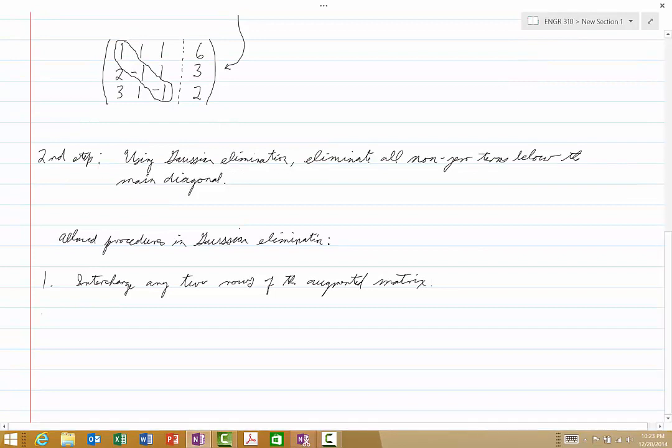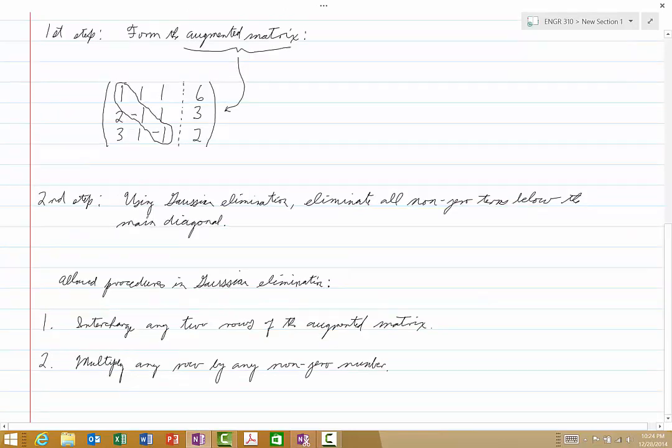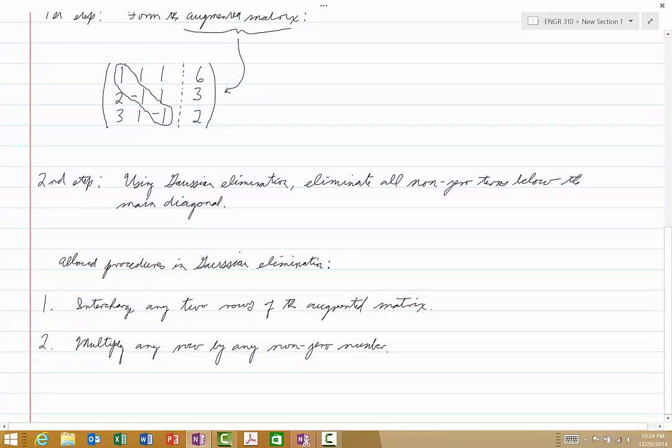The second procedure is that we can multiply any row by any non-zero number. So, for instance, we could multiply the entire second row by 7, or we could multiply the entire third row by 3.4, or whatever we wished. The only number we can't multiply a row by is 0.